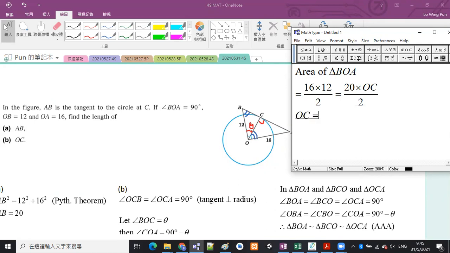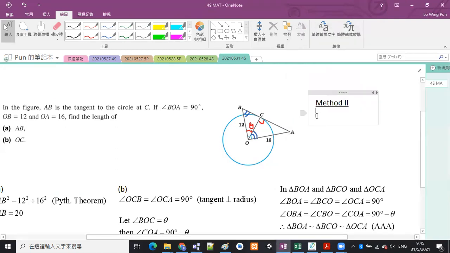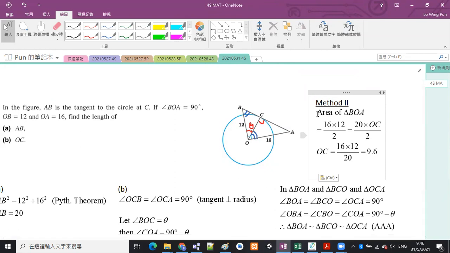OC will be equal to 16 times 12 divided by 20, which is 9.6. Okay, so this is method 2. Yes, just one line, one step. Remember both methods, because sometimes you may not be able to use this one. Sometimes the similar triangles method will be better. All right, next one.